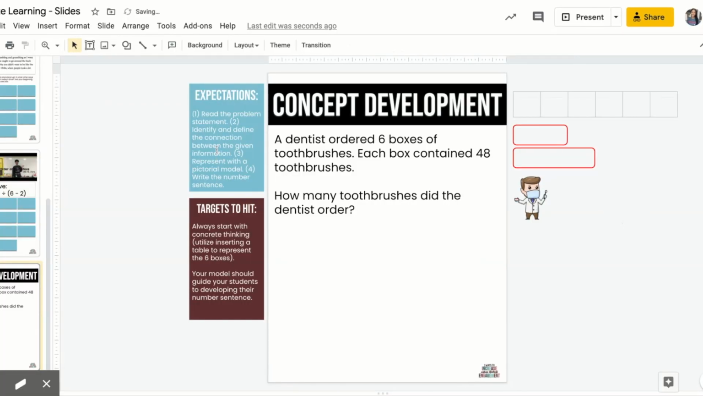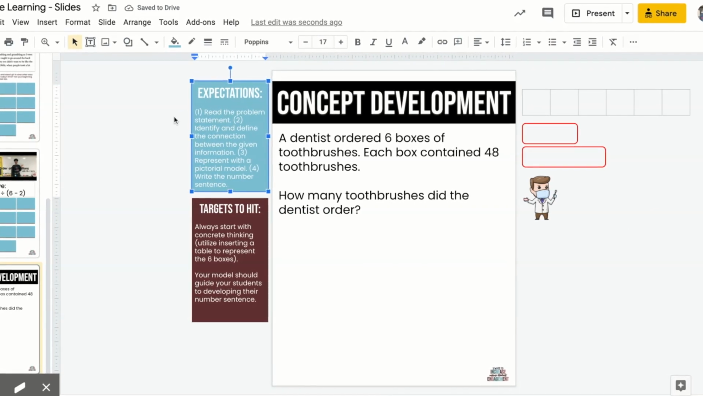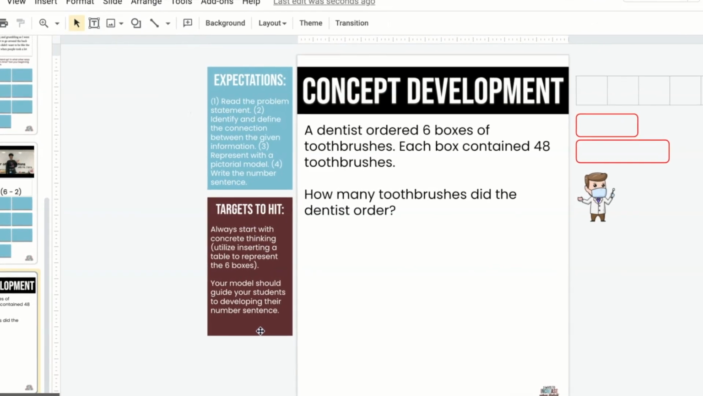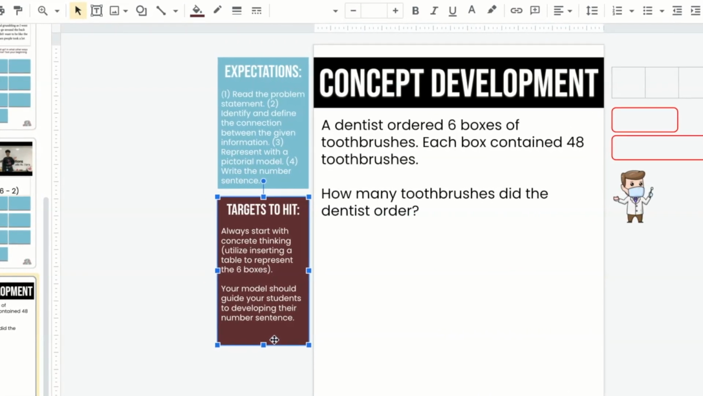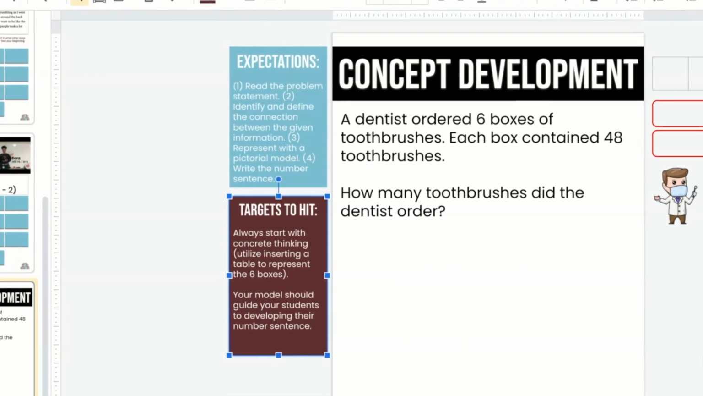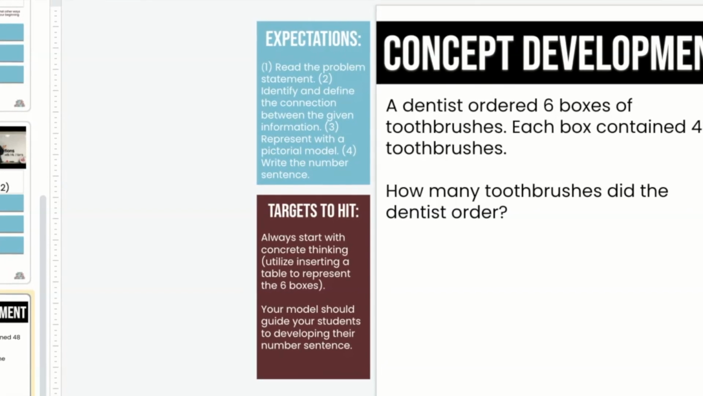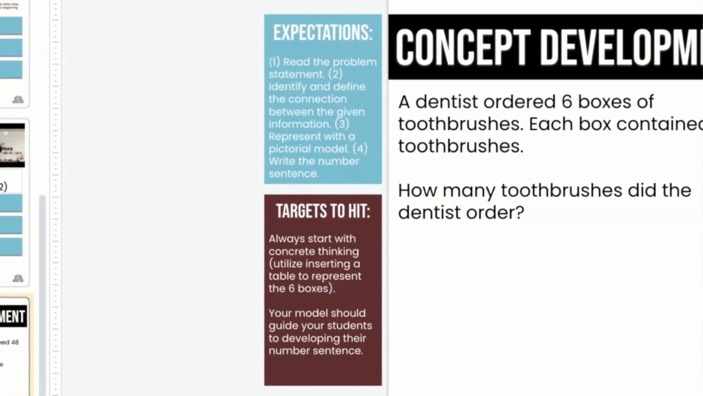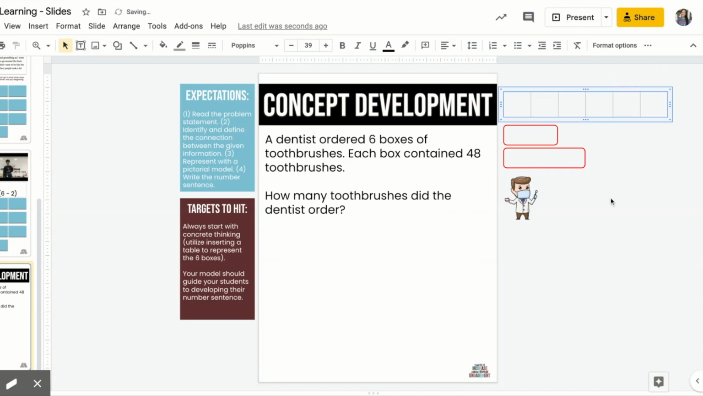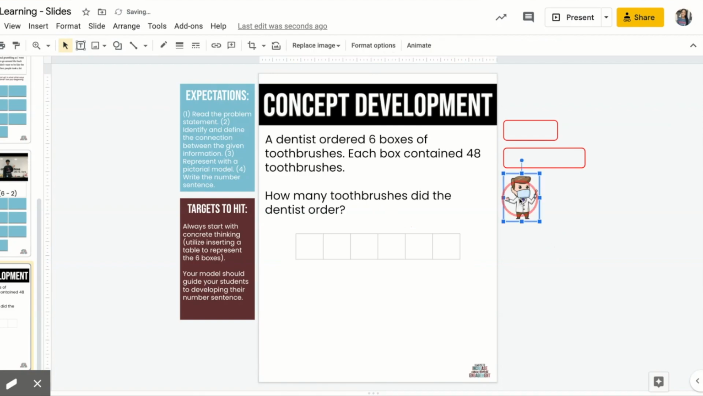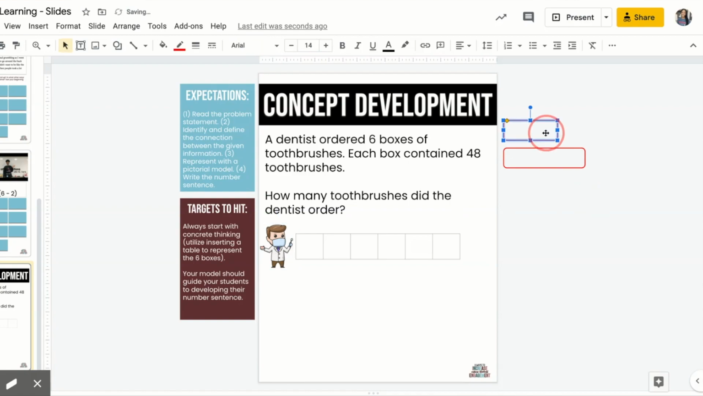How about we consider on this side here, we have our expectations reminding us as a teacher, read the problem statement. Then we want to identify and define the connection XYZ. You see where I'm going there. So my script and my speaking points and what I want to do is right there on the side. And then also, okay, so the dentist ordered 6 boxes, it's already pre-built. You can just drag it into frame. So we have 6 boxes. Let's go ahead and put a box over it.